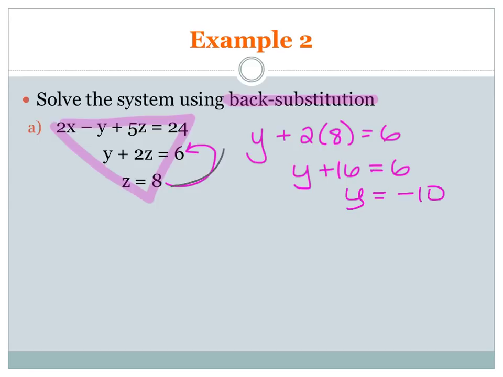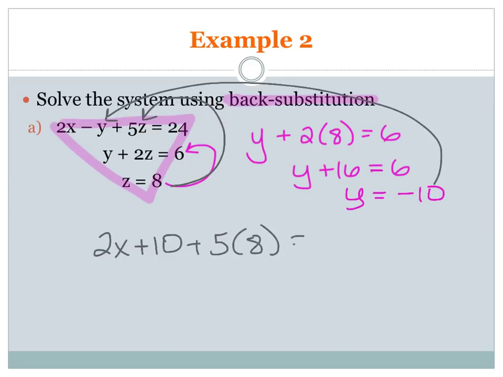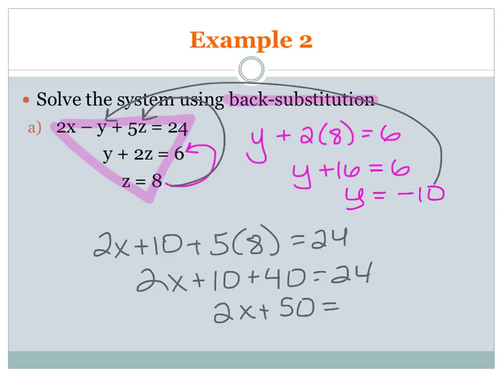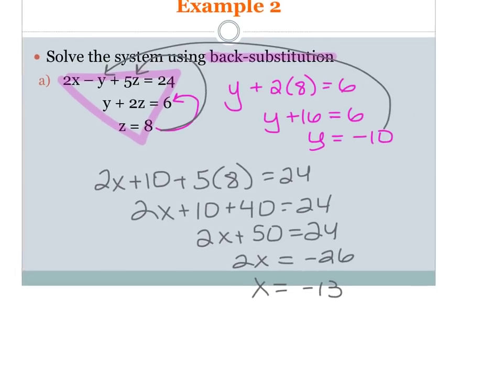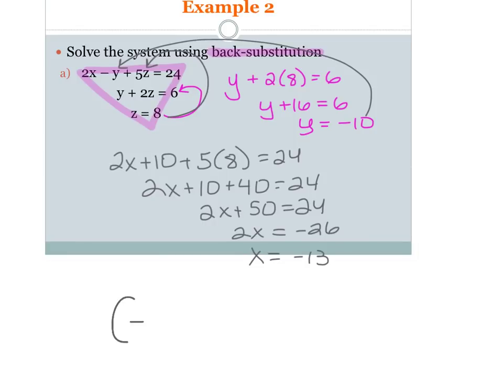And then z into here, y into here: 2x minus a negative 10 becomes plus 10, plus 5 times 8 equals 24. 2x plus 10 plus 40 equals 24. 2x plus 50 equals 24. 2x would equal negative 26. And x would equal negative 13. So my solution is negative 13, negative 10, and 8.